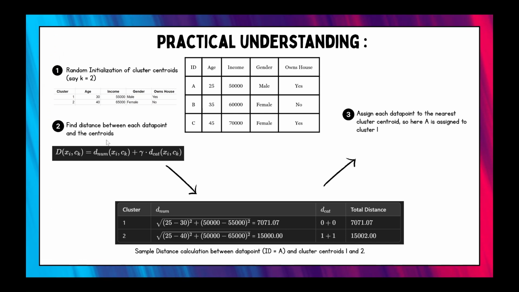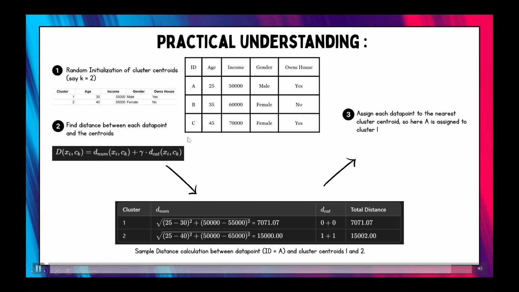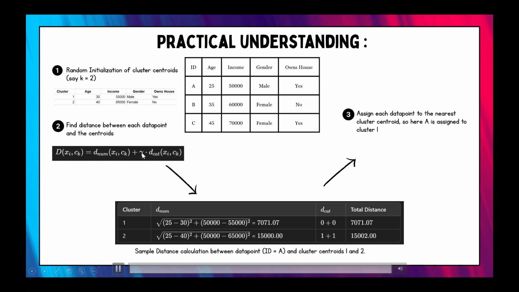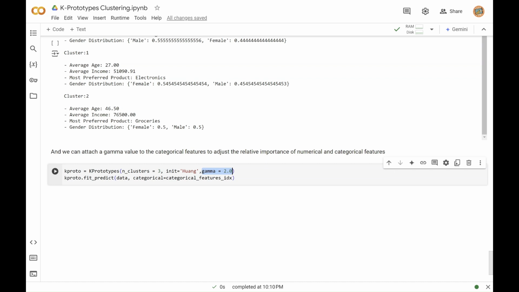But if our gamma is 0.5, then it would mean that we are giving twice the importance to the numerical variables as compared to the categorical variables. And if it is 2, then it would mean that we are giving twice the weightage to the categorical columns as compared to the numerical columns. And obviously, when we tune the gamma parameter, it would change the cost function's value and things will change. So you might want to try it.